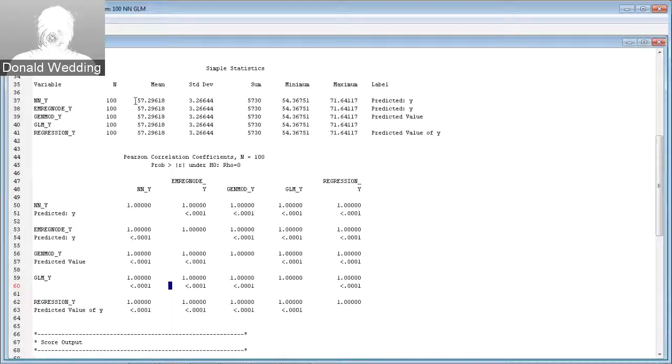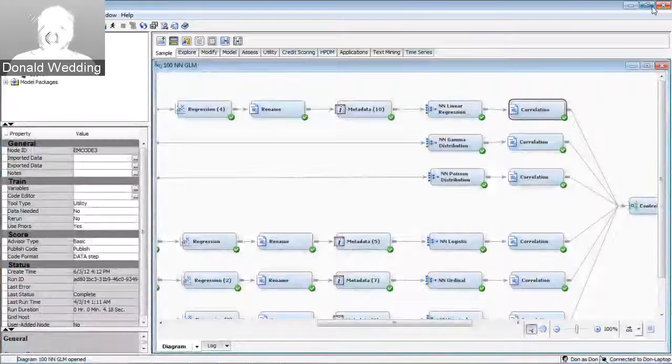My neural network had an average of this and a standard deviation of this, and you can see they were all exactly the same. I just wanted to show people that a neural network can actually be tricked into thinking it's a regression, and it's another way of doing a regression. The reason I came up with this demo was that at one time Enterprise Miner did not have generalized linear models. It only had the neural network. So I said, if you've got a neural network, you can trick it into thinking that it is a generalized linear model. This trick is good for Enterprise Miner.